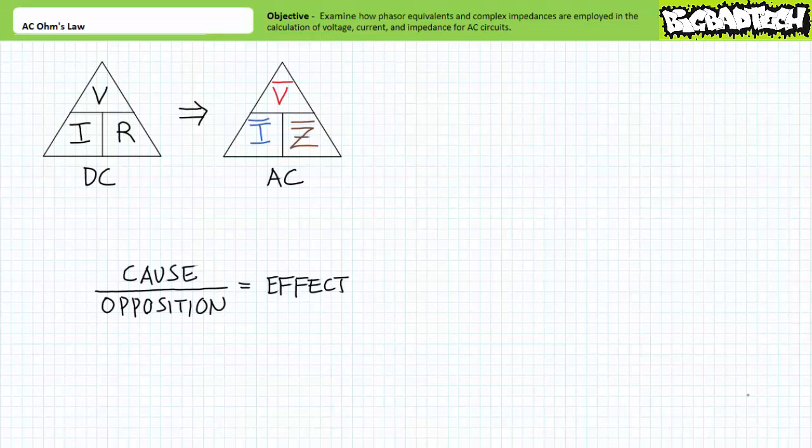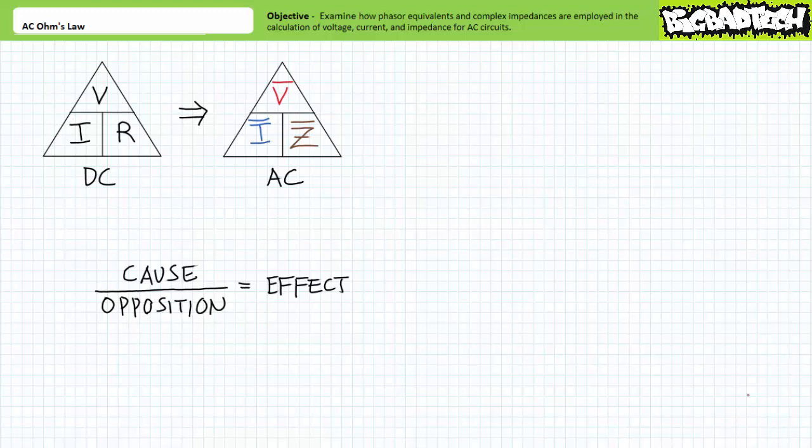Given constant opposition and increased cause, effects should increase. Conversely, given constant opposition and decreased cause, effects should decrease. Coming at this from a different angle, given constant cause and increased opposition, effects should decrease. Finally, given constant cause and decreased opposition, effects should increase. This cause, opposition, and effect relationship should make sense as numerous phenomena follow this basic pattern.